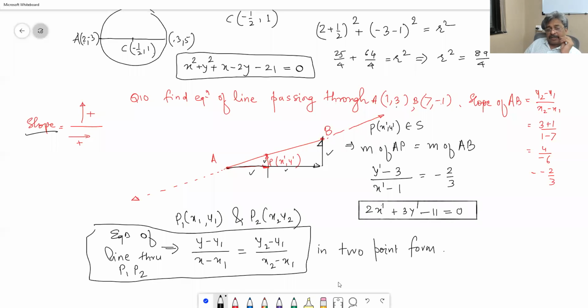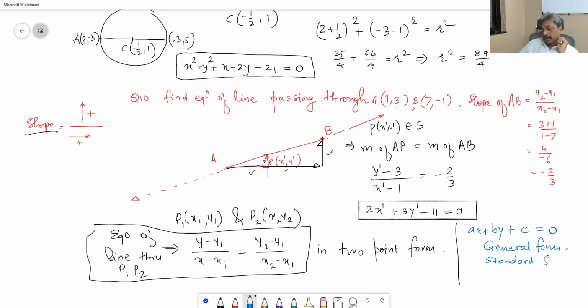Two-point form. Two points are given and you are supposed to find the equation of a straight line. On that day I think we have seen ax plus by plus c is equal to 0 is a general form, or a standard form. This is a standard form, this is two-point form.